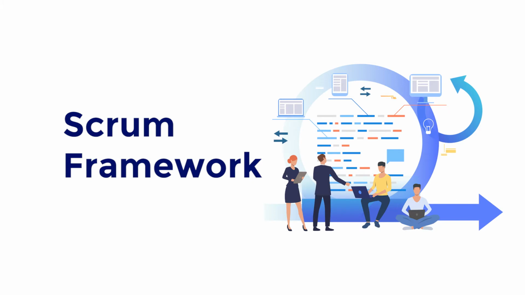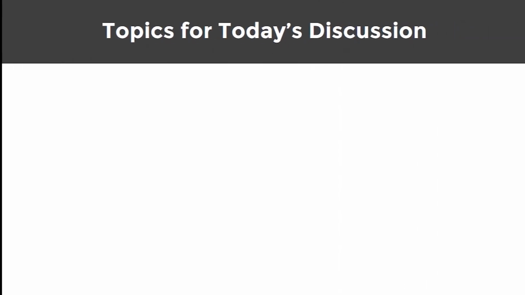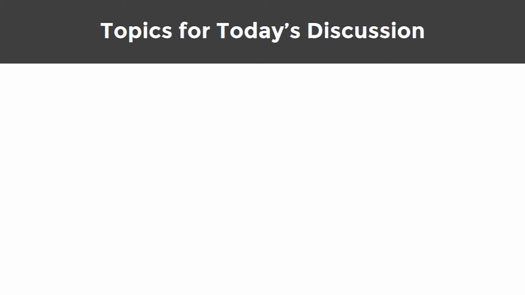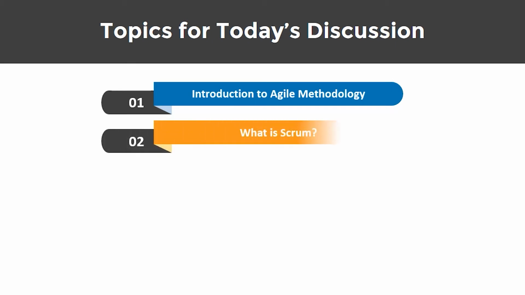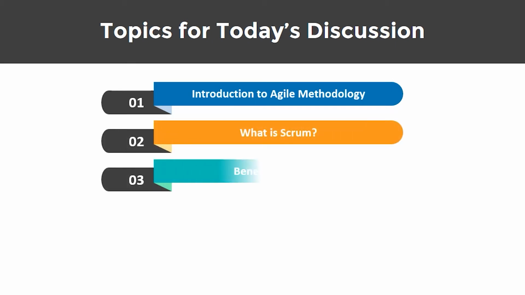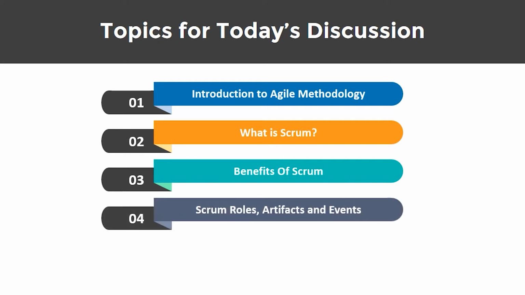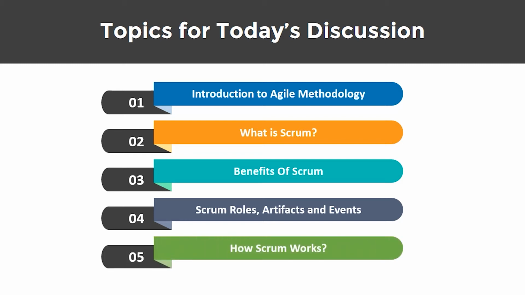In today's session, we will learn about the Scrum framework. But before we dig in, let's quickly take a look at the agenda. We will begin the session with a brief overview of the Agile methodology. After that, we will answer the question, what is Scrum? Then we'll take a look at the benefits of Scrum. Post that, we will discuss the basics of Scrum such as Scrum Roles, Scrum artifacts, and Scrum ceremonies. Finally, we will conclude this session by discussing how the Scrum process actually works.